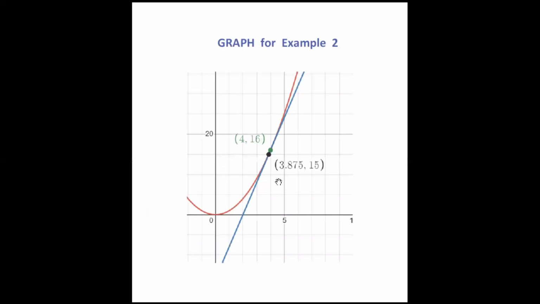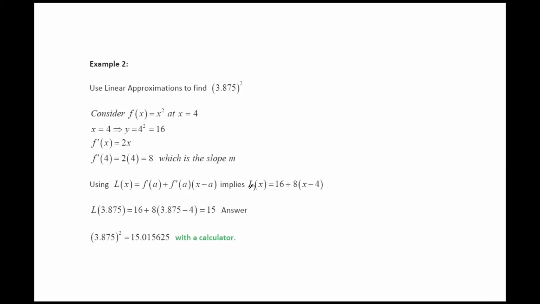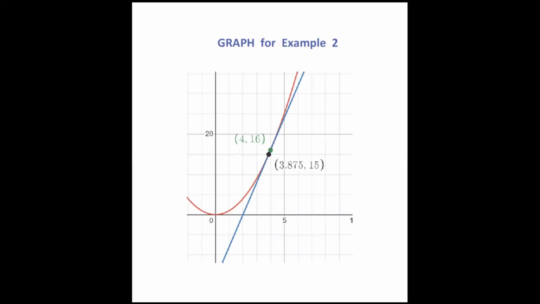This is what this looks like from a graphic point of view. This is y equals x squared. And this is that function we just found here. What function is that? That's 16 plus 8x minus 4. That's the graph of the straight line. And look how close those two are. This is the point we know. This is the point we want. And this is why it works, because they're so close together.